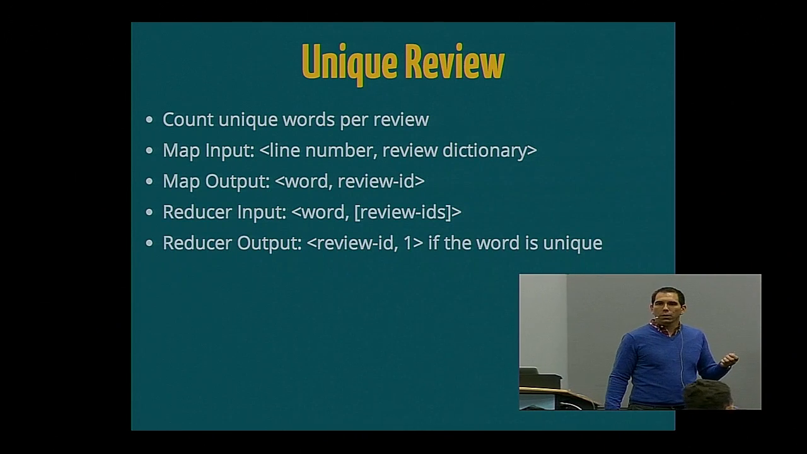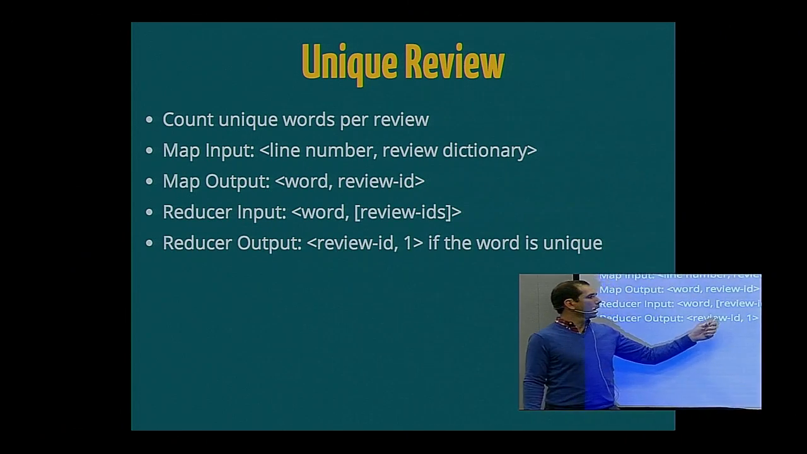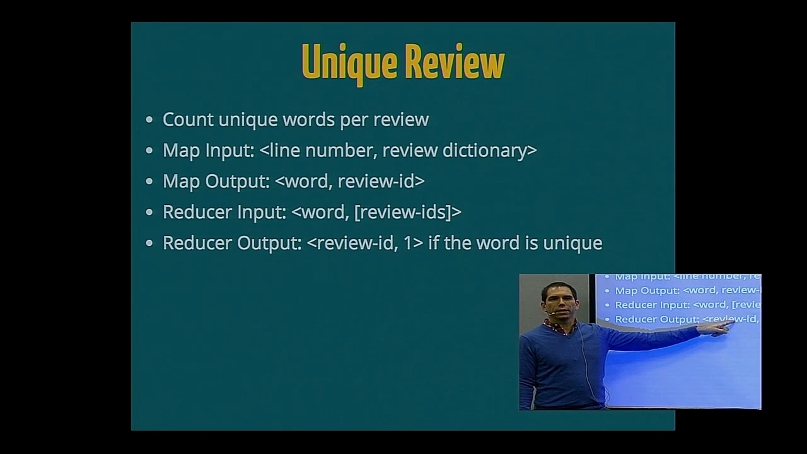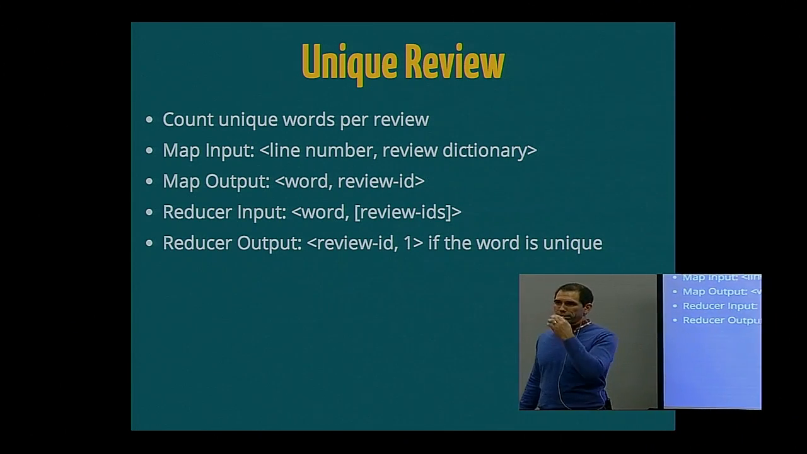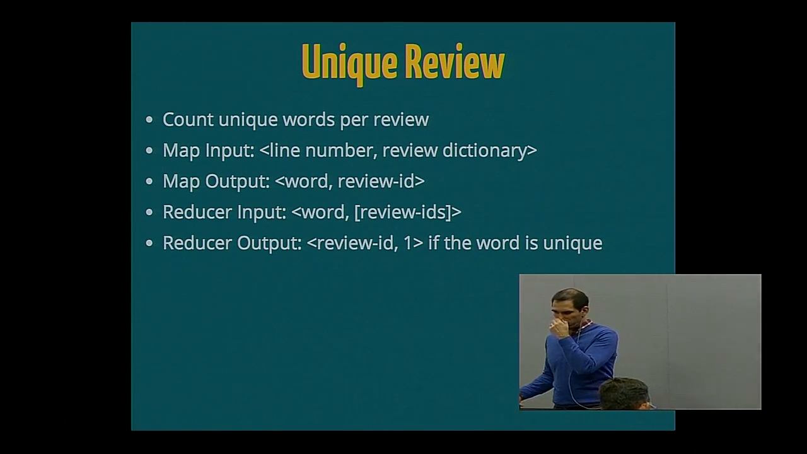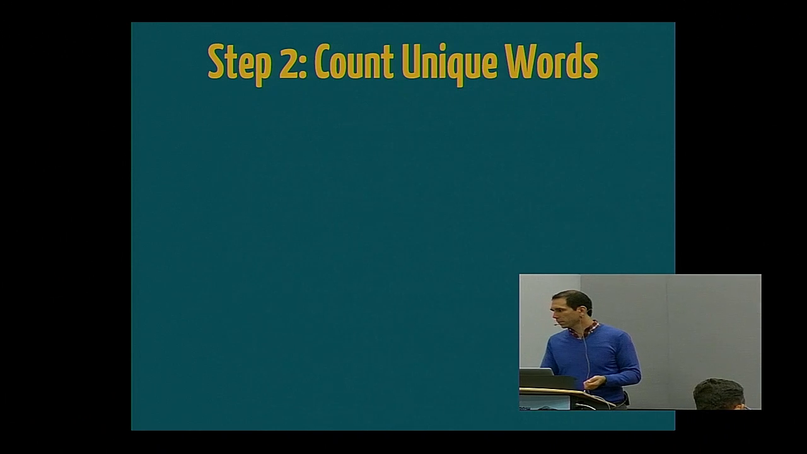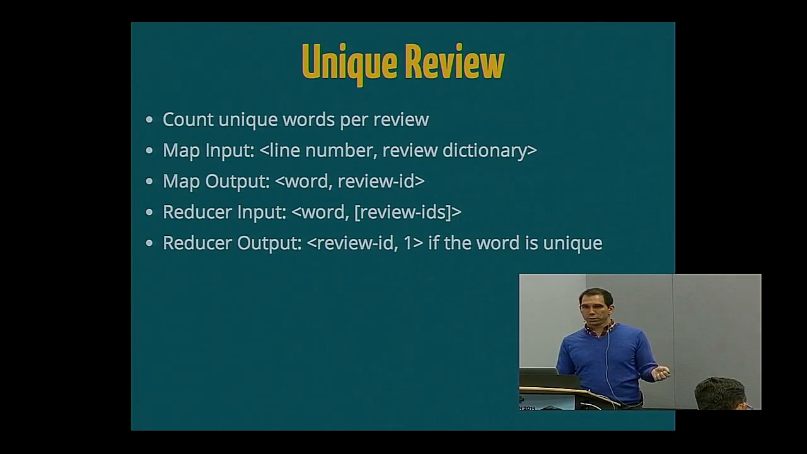And then for our reducer output, we're going to say that this review ID then has one unique word in it so far that we're looking at, if that word is unique according to our definition. If it's not unique, then we don't need to output anything. So that's our first map and reduce step.